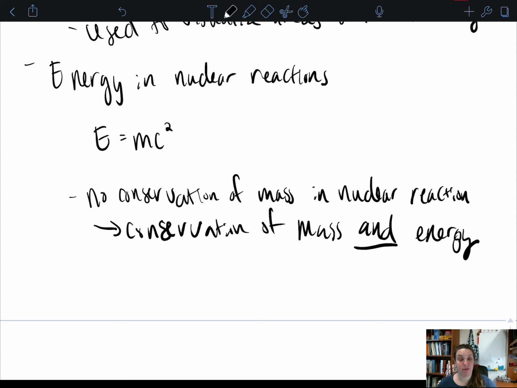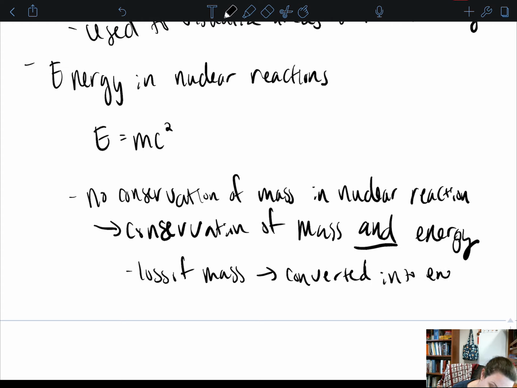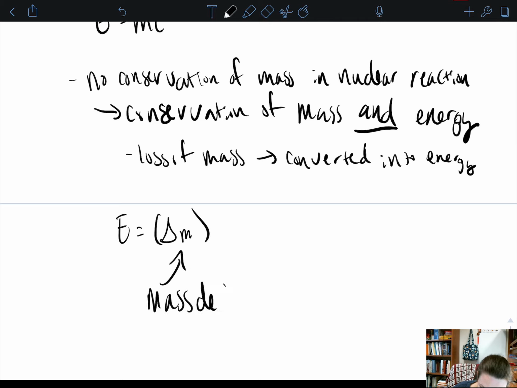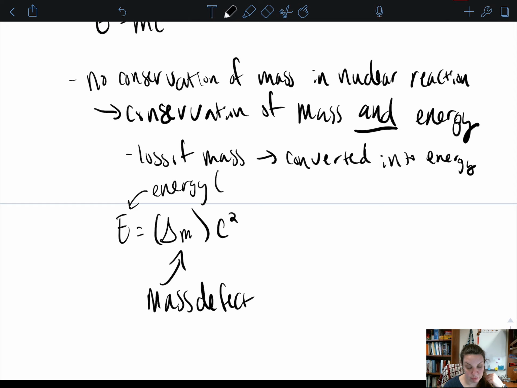If you have a loss of mass, it gets converted into energy. The only time we look at that loss of mass in chemistry is with nuclear reactions. Our chemical reactions won't have any loss of mass. So if we have a loss of mass, what we call the mass defect will go into this equation. This is our energy in joules, and this is our mass defect, our change in mass between our initial nuclei and our end nuclei.